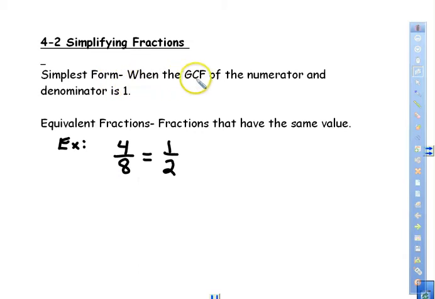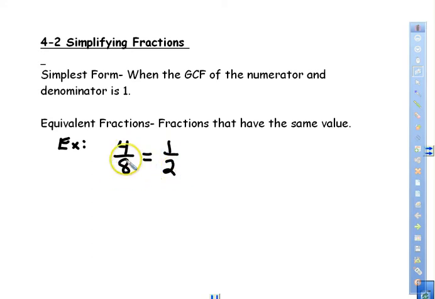All right, so it says simplest form. That is when the greatest common factor, that's what GCF is, greatest common factor of the numerator and the denominator is 1. Numerator being our top number, denominator being our bottom number. So this would be an equivalent fraction. 4/8 equals 1/2. The greatest common factor of 1 and 2 is 1. That's why this is in simplest form.